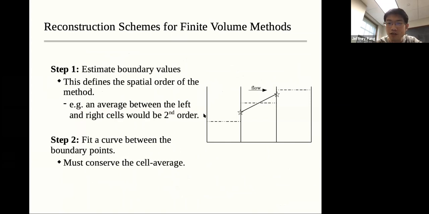To begin, just a quick summary of how finite volume methods work. Step one, you have to estimate your boundary values. When you hear a code has spatial order of something, that's exactly what they're referring to here. If you approximate your boundary values in a second order way, then your code has second order spatial accuracy. If you do it in fifth order, for example, then your code has fifth order spatial accuracy.